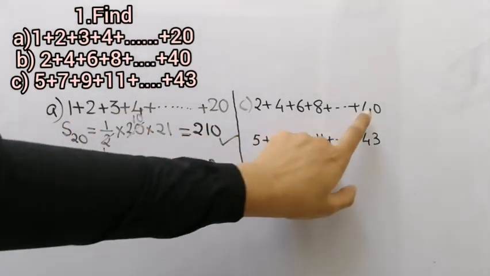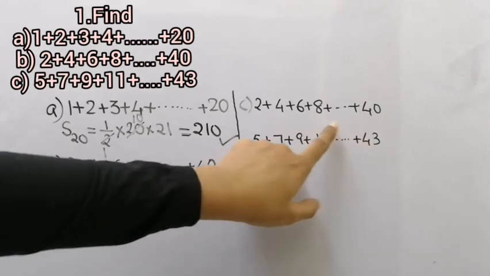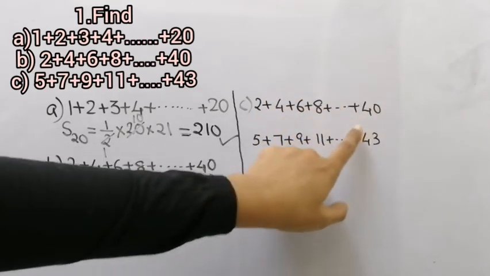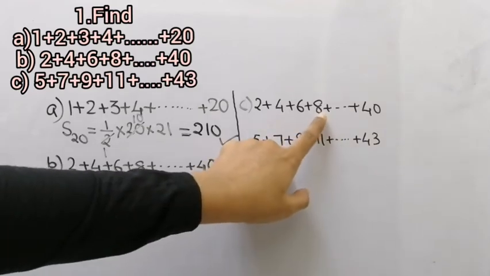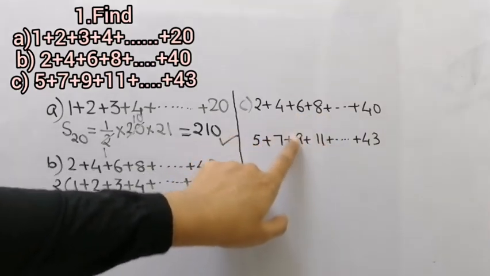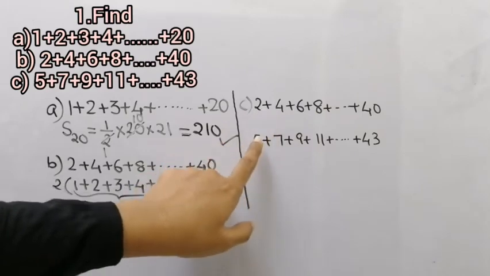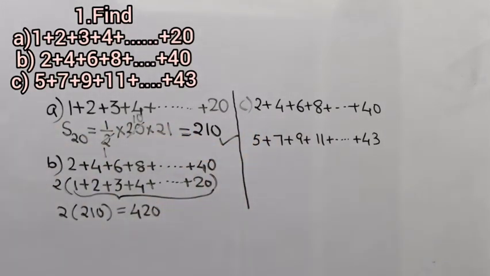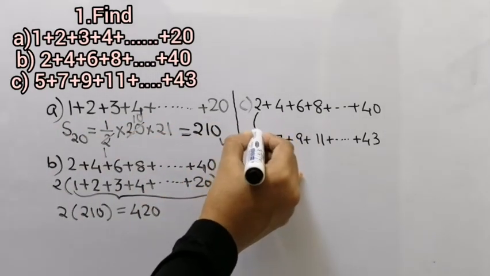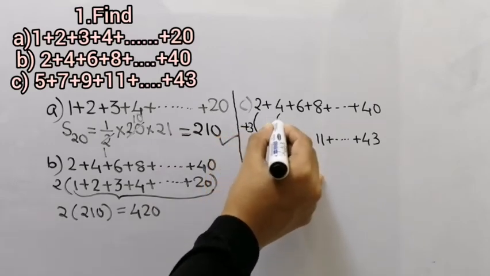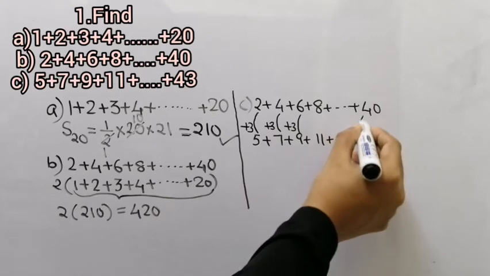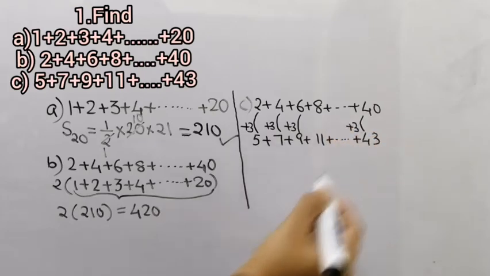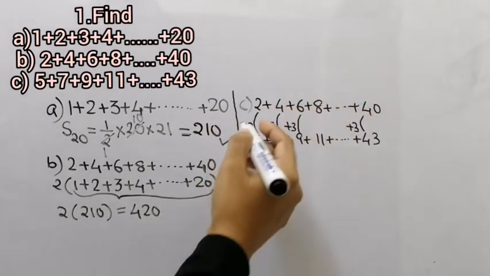Okay, always there will be some relation between the bits. Here you can see 40 plus 3 is 43. First time looking into this, the last term, 40 plus 3 is 43. Now check out here all. 8 plus 3 is 11, 6 plus 3 is 9, 4 plus 3 is 7, 2 plus 3 is 5. So all the time plus 3 is happening here, right? Plus 3, plus 3, like this up to here, plus 3. And how many terms are there? We know there are 20 terms, right?